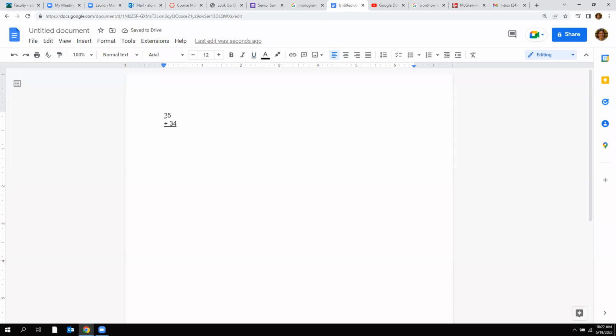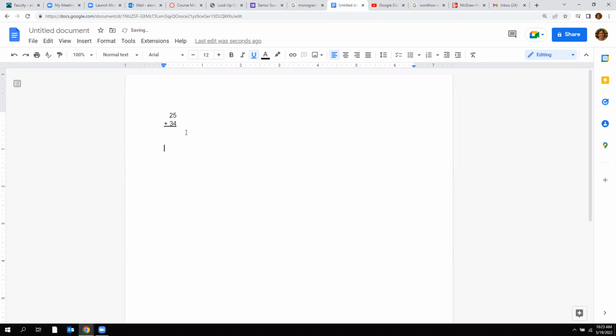And I want to move this a little bit to the right, so that the numbers line up on the ones place and the tens place. So I'm done. And that is question number one.